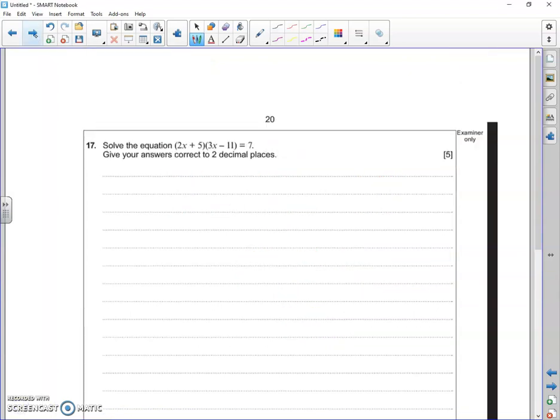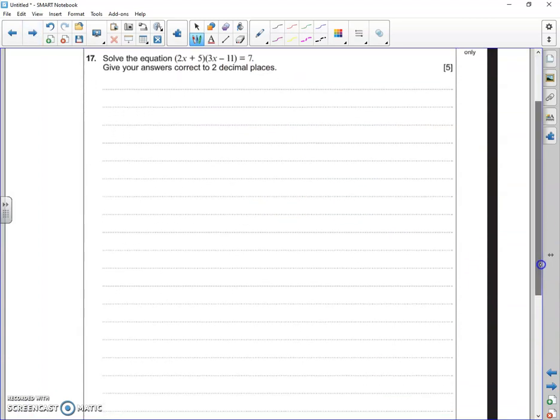Okay, question 17. Solving an equation that's a quadratic to 2 decimal places. As soon as they mention 2 decimal places, it's going to be the quadratic formula. But before we get there, we've got some expanding to do.